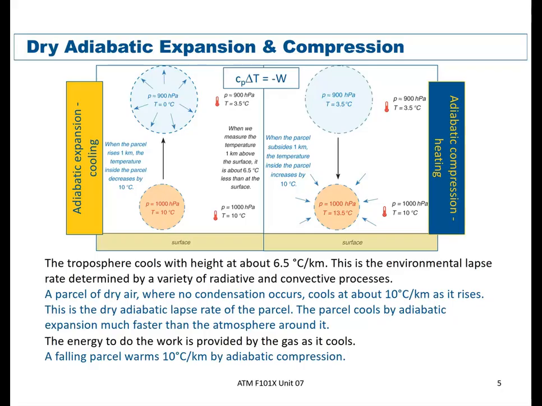The parcel cools from 10 degrees Celsius to 0 degrees Celsius due to adiabatic expansion, while the environment is cooled from 10 degrees Celsius to 3.5 degrees Celsius. The parcel at 1 kilometer or 900 hectopascals is now colder than the environment.